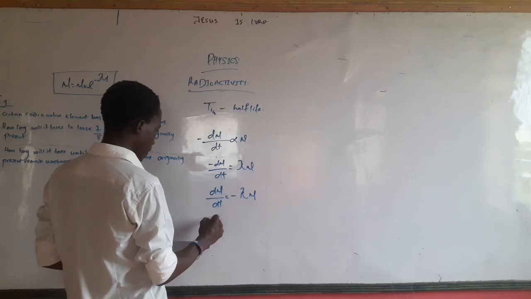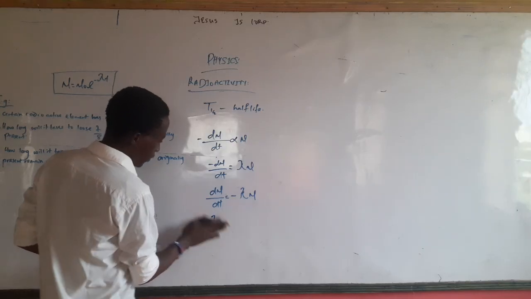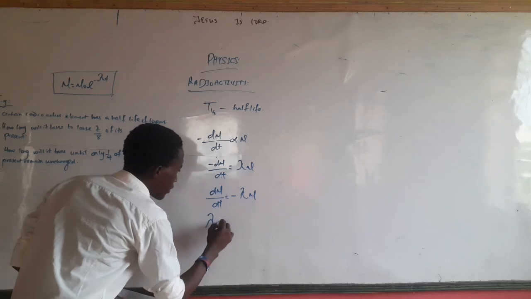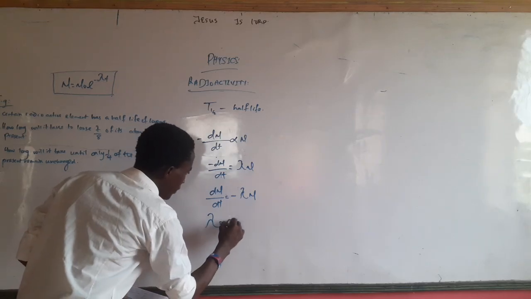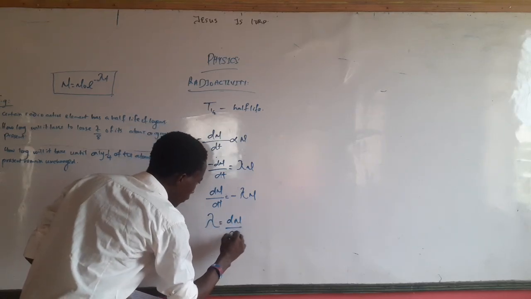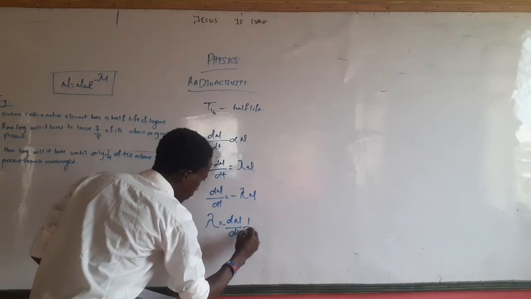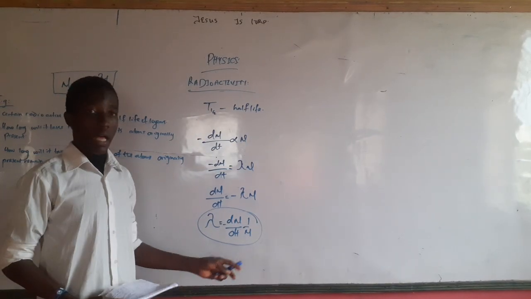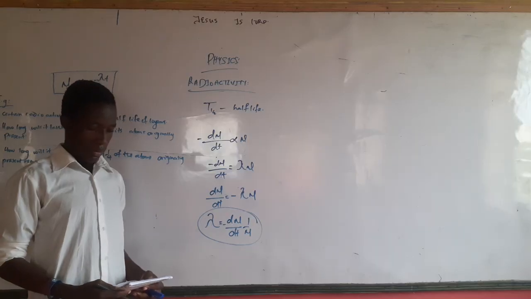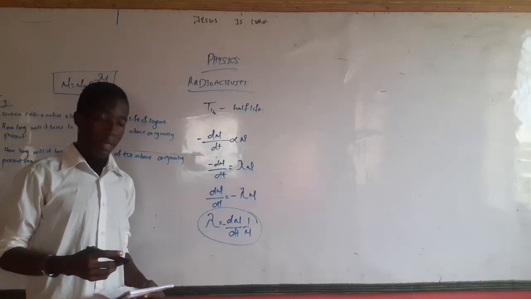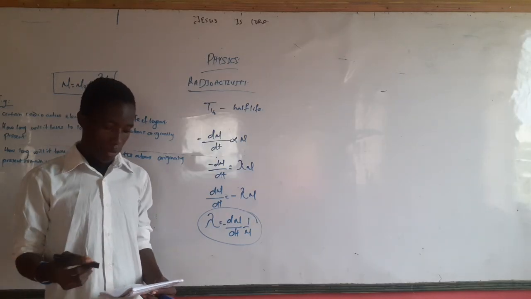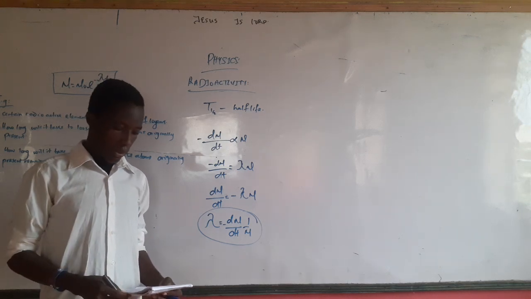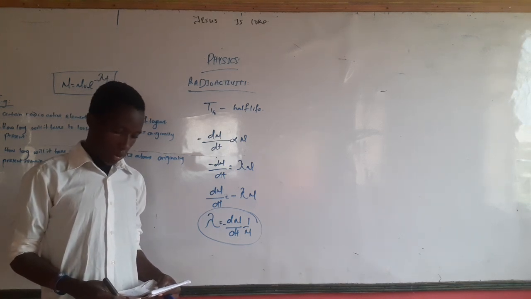Let's make lambda the subject of the formula. So lambda is equal to minus dN over dt times 1 over N. This is the formula for the decay constant. The decay constant is the number of atoms disintegrating per second, relative to the number of atoms present at that time.